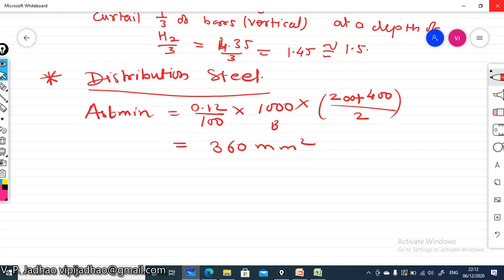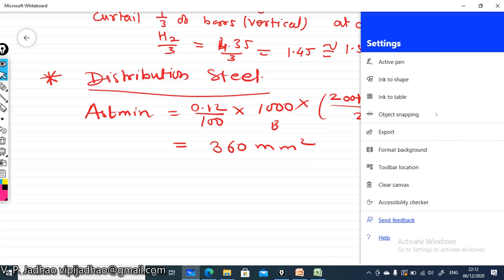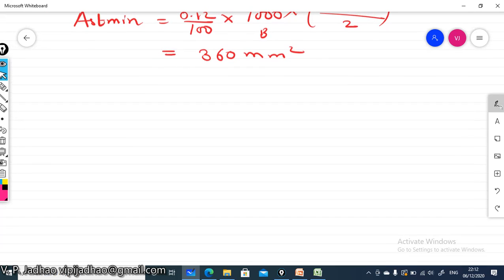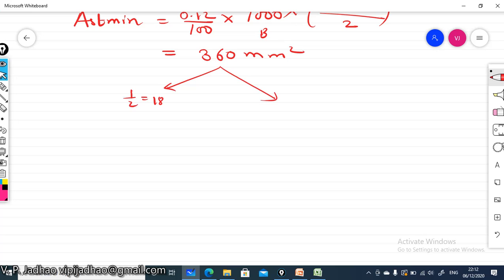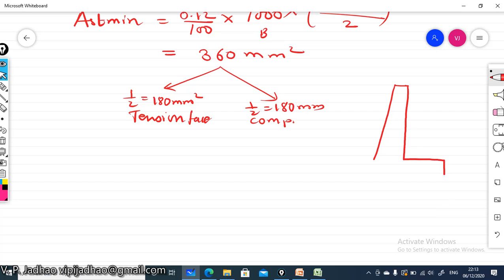So what we will be doing, we will provide half of this steel reinforcement, half of this 360 mm², on the tension face of your stem, and the remaining half of this 360 mm² on the compression face. So half of this, that is 1/2, equal to 180 mm² on the tension face, and the remaining half, that is 180 mm², on the compression face of your retaining wall or stem. Okay, this is our retaining wall, and first we have calculated the vertical steel reinforcement.